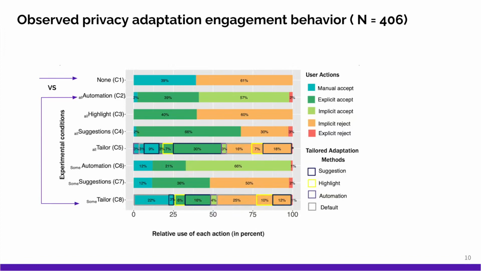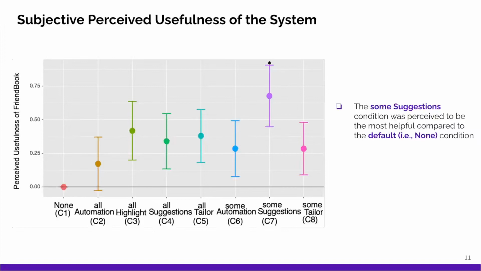And what we saw was that compared to the default condition where no adaptations were applied, we saw higher engagement patterns in conditions where adaptations were applied. Specifically, we saw a higher engagement rate when privacy suggestions were provided by a system. When we asked about the usefulness of the system depending on the condition, we found that the some suggestion condition, where there were some suggestions for some of the features, was perceived to be the most helpful compared to the default or compared to the none condition.